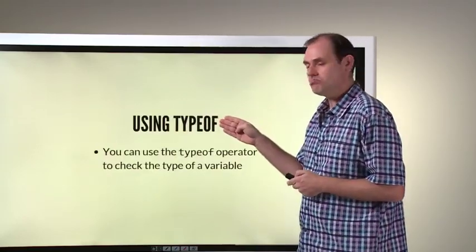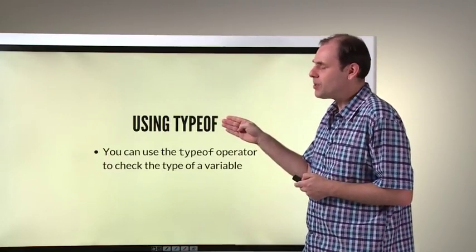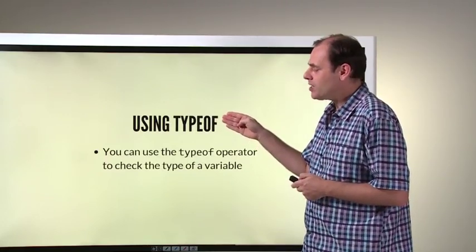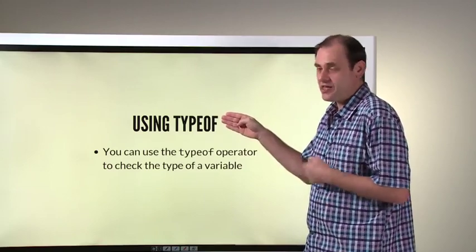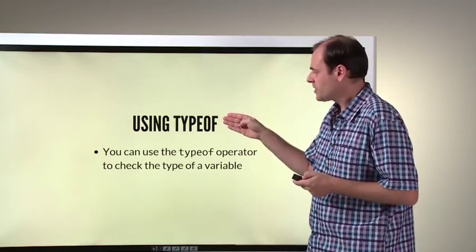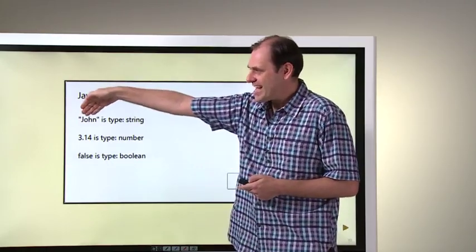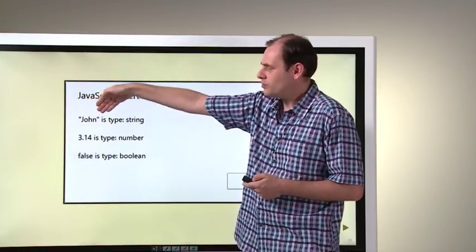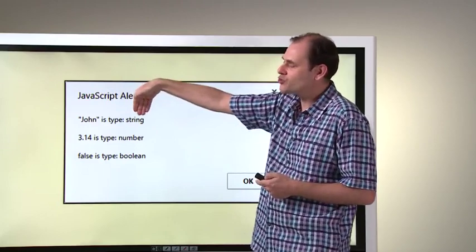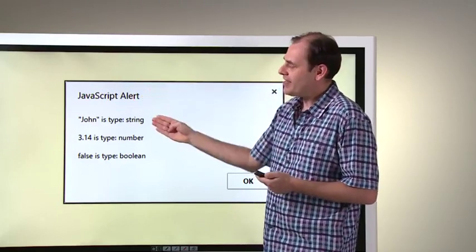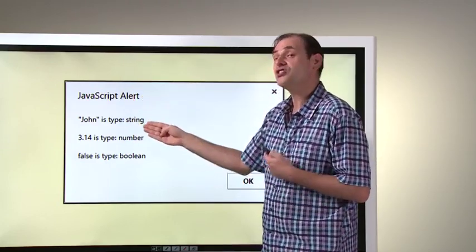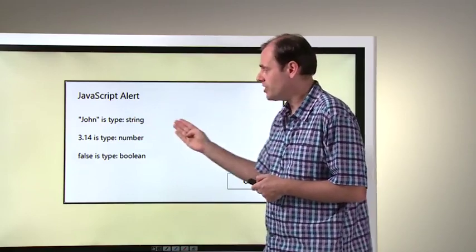Now, possibly might be useful, there's a command typeof. That command can be used to check the type of a variable. So here's an example, and we're checking the text John. John, with speech marks, is type string, which is correct. That message here comes from typeof. We'll see the code in a minute.